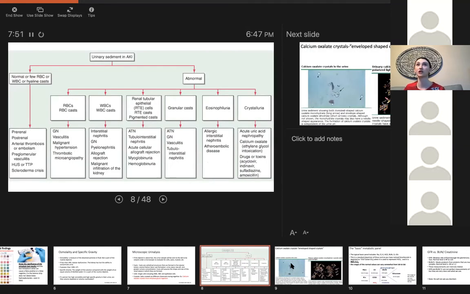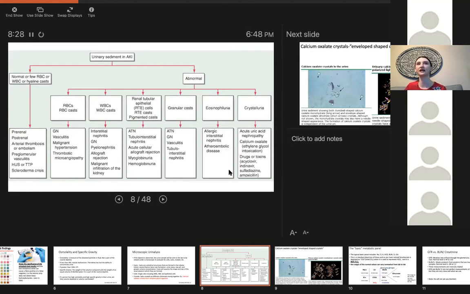Okay, so this is showing you what some of the casts are, and it's important to know some of these. He'll go over them later on throughout the course. Granular casts are one of his favorites, and that's going to be associated with tubular nephritis. Crystalluria, of course, ethylene glycol, know that. Uric acid could be another one.